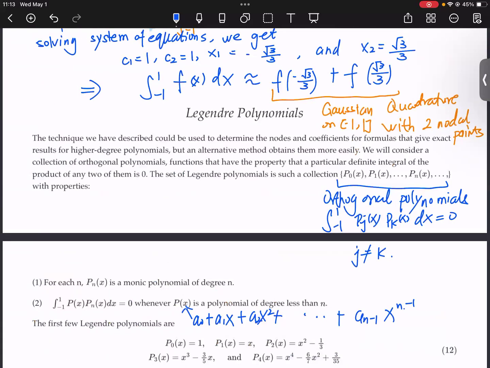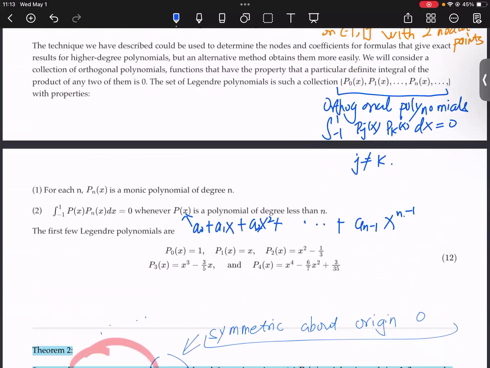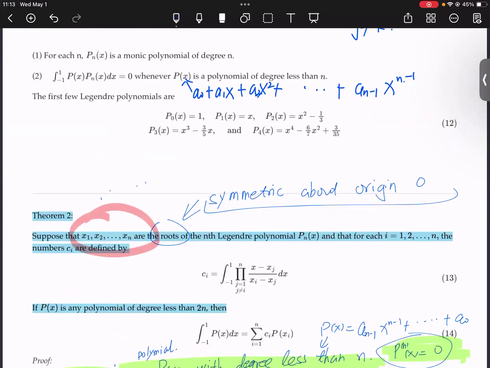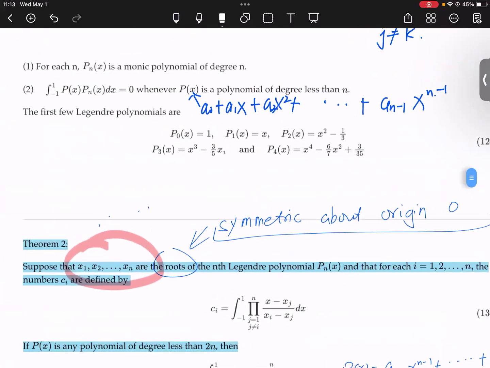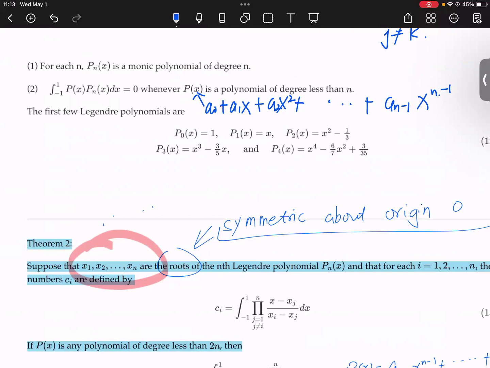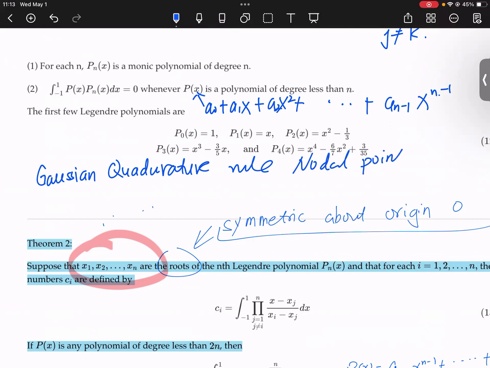This procedure tells us that we can choose the nodal points by this. There's a theorem here, but we are not going to look at the theorem first. I'm going to tell you how to choose the Gaussian nodal points. So for the Gaussian quadrature rule, we are choosing the nodal points. Let's say we want n nodal points, and then what should we do? We would do this.